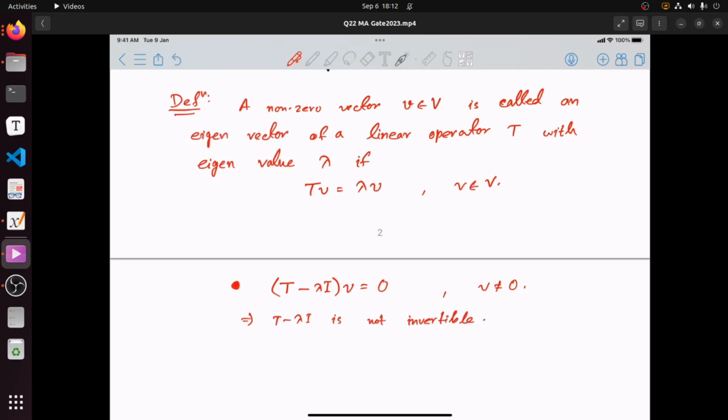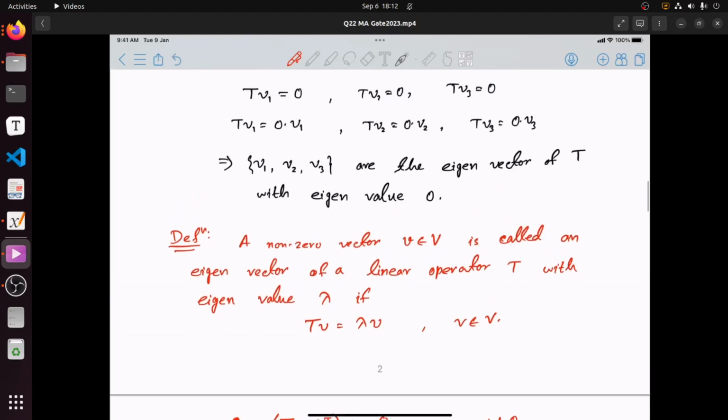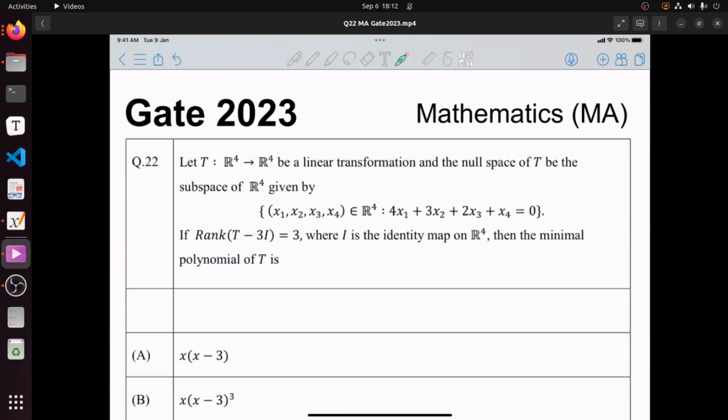Right, because V is in the null space of T minus lambda, so it is not one-to-one. A non-zero vector which sends T minus lambda into the zero vector means that T minus lambda is not invertible. So this is the definition. So what we have got is that V1, V2, V3 are the eigenvectors of T with eigenvalue 0. Okay. So from this one we have got this, and now we use this one, right?